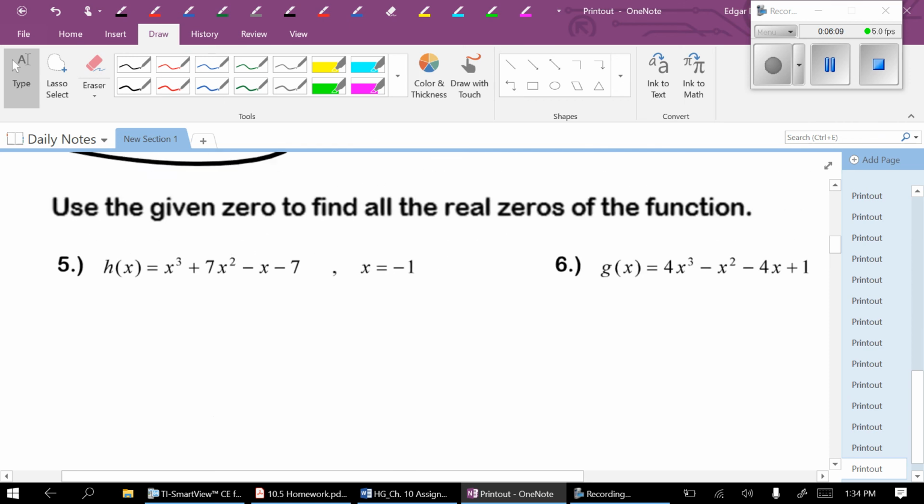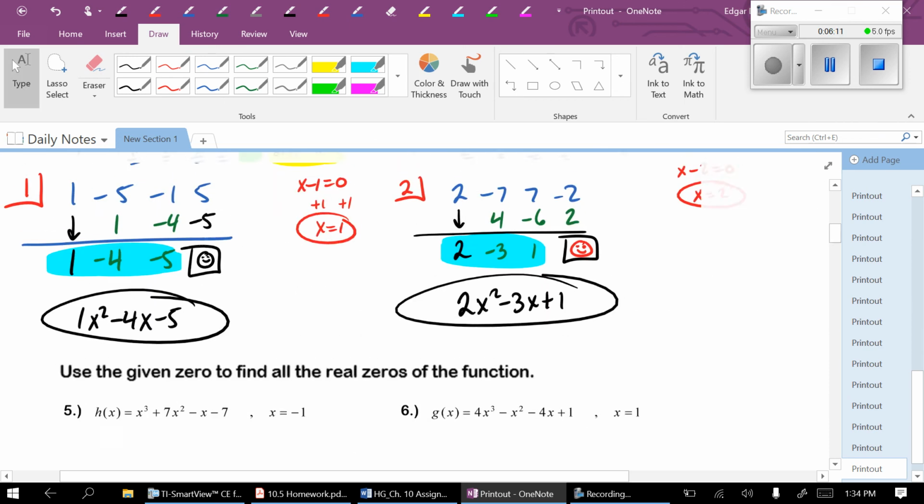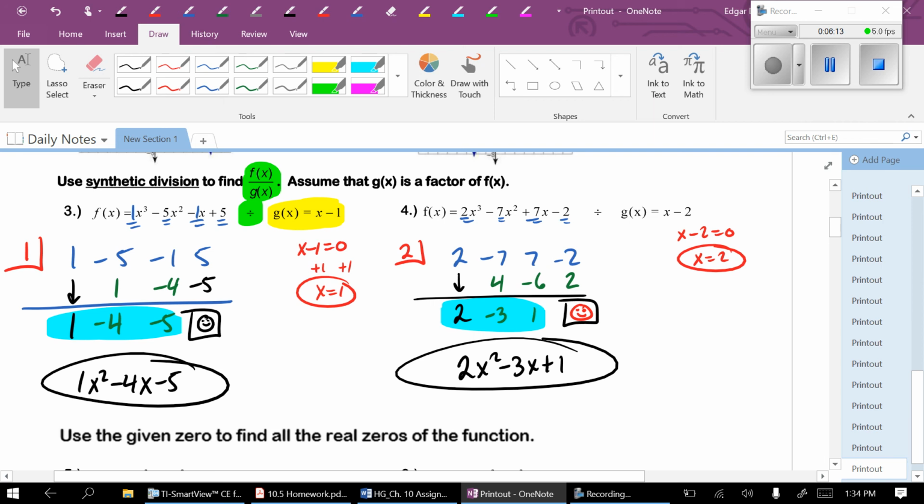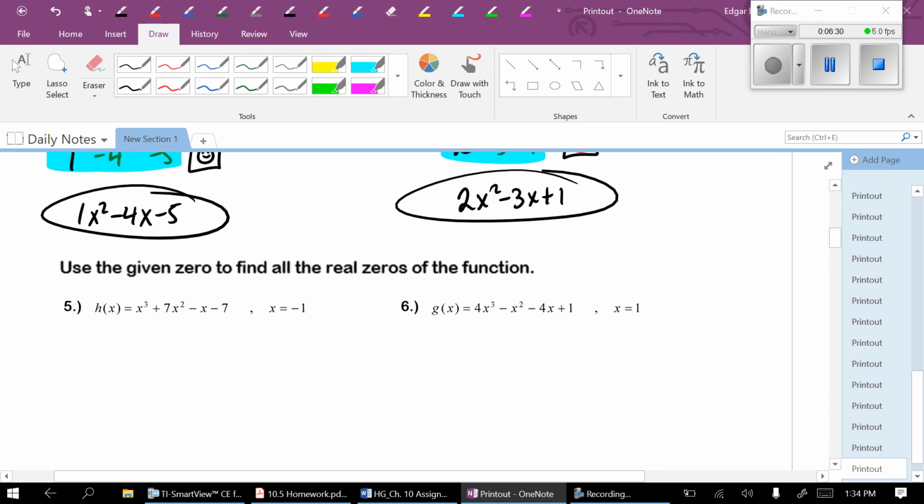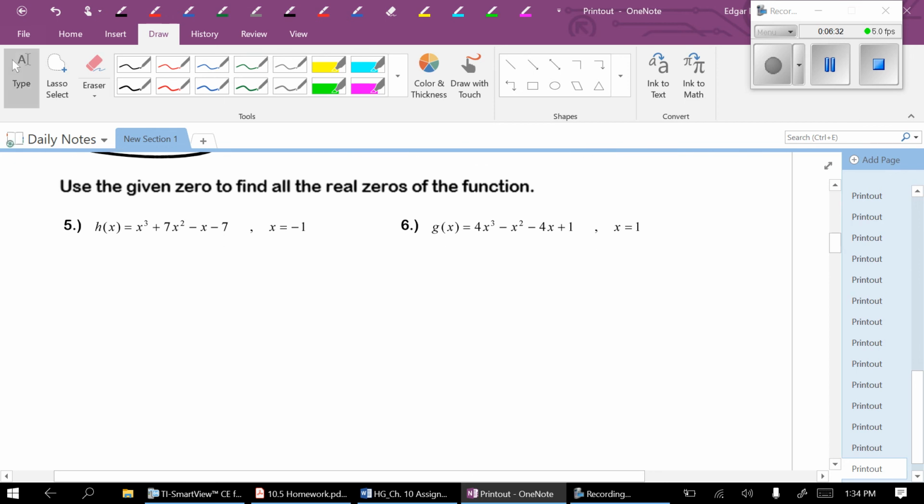But here, let's do one thing. I want you to look at the difference between both of these questions. The first one said, use synthetic division to find f of x divided by g of x. Assume that g of x is a factor of f of x. So all I was doing there is just dividing out those two functions, f of x divided by g of x. Now, that process that we use there is going to be helpful for the second part, but here is something I need to make sure is absolutely clear.